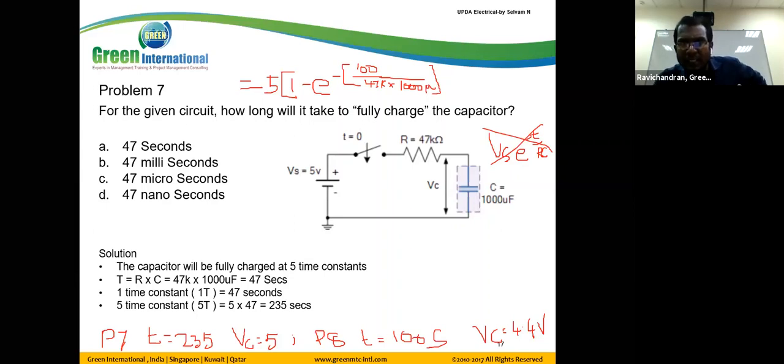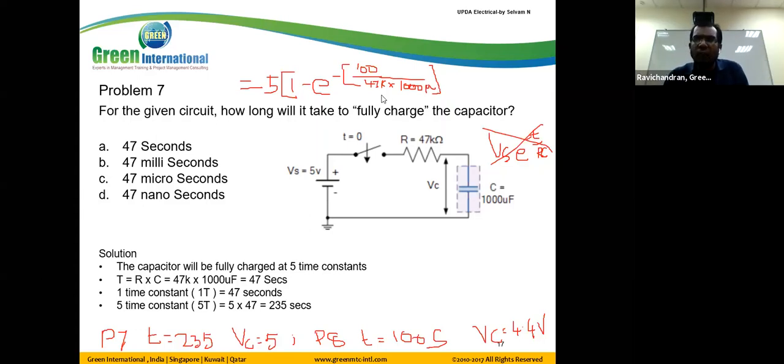Just see the circuit diagram. Initially, the capacitor is fully discharged. There is no voltage in the capacitor. At one particular instant, the capacitor is fully charged. That means the supply voltage is equal to the source voltage.